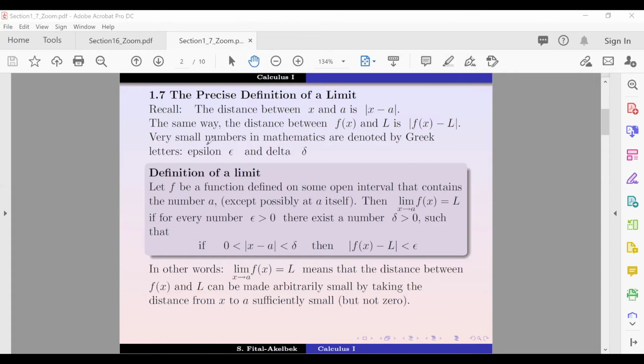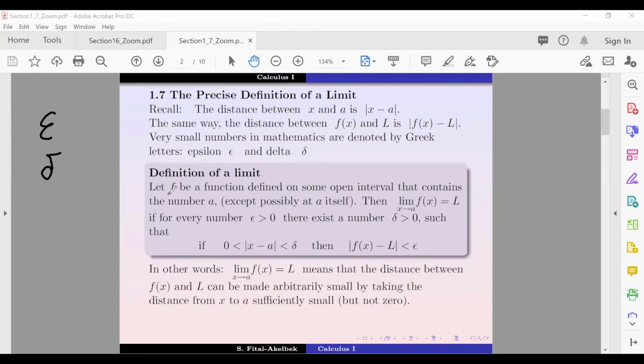Now, in mathematics, very, very small numbers are denoted by Greek letters, and so we just choose epsilon and delta. The epsilon is written like an E the other way. This is epsilon, and the delta is written like delta, small delta. Those are Greek letters chosen for denoting small numbers. It's customarily used in mathematics.